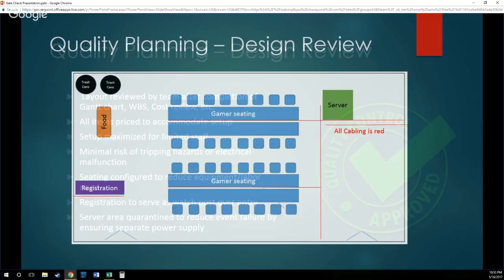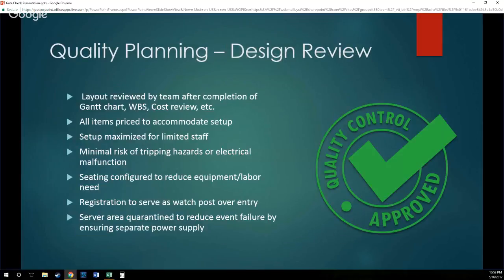The quality planning has been reviewed by the team after completion of the Gantt chart, the work breakdown structure, the cost review, and etc. All items are priced to accommodate the setup. As previously shown, the setup has been maximized for limited staff. Tripping hazards or electrical malfunction are incorporated into this diagram, which will allow the team to be able to configure the setup to reduce equipment and labor need.